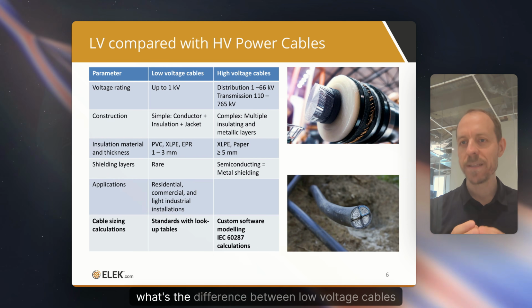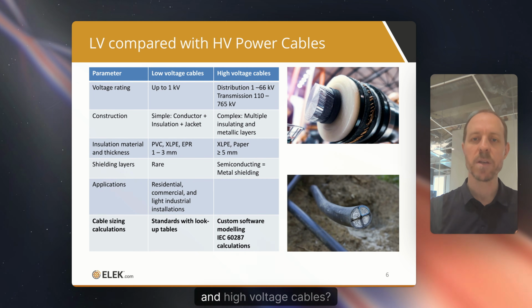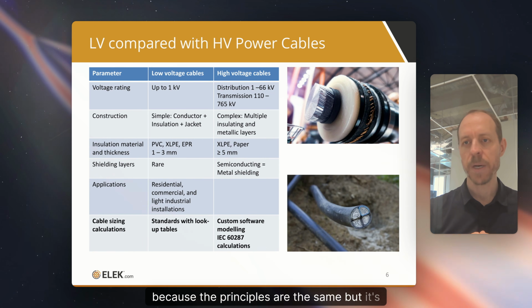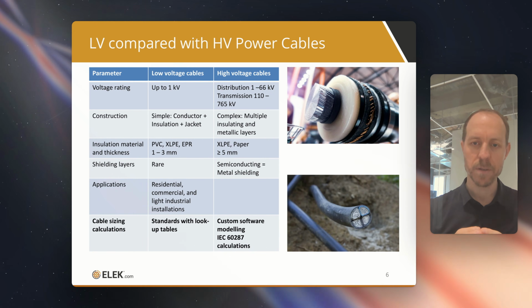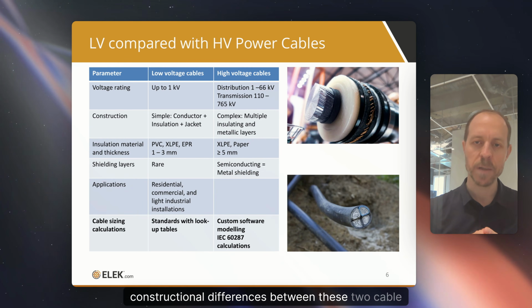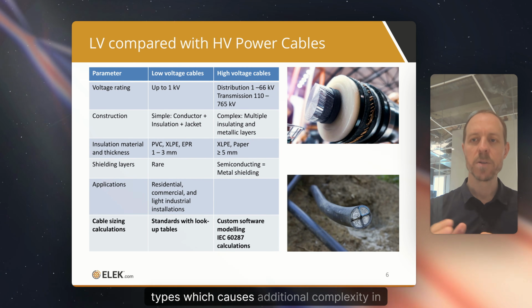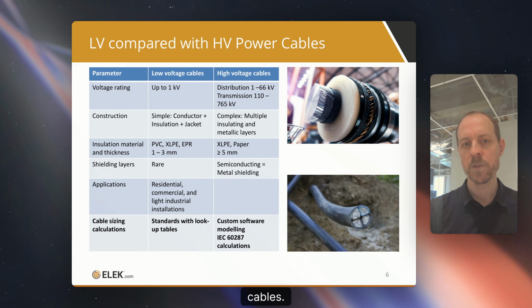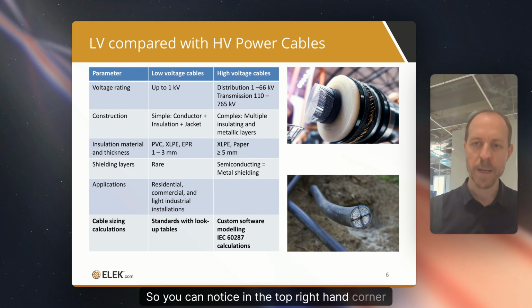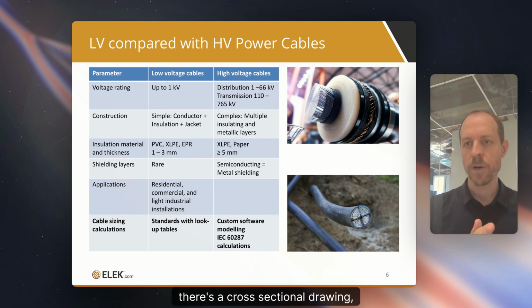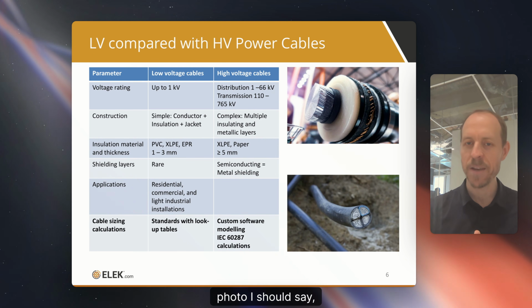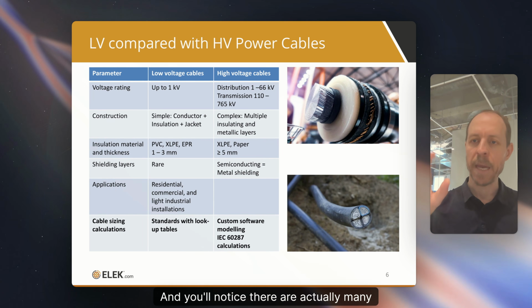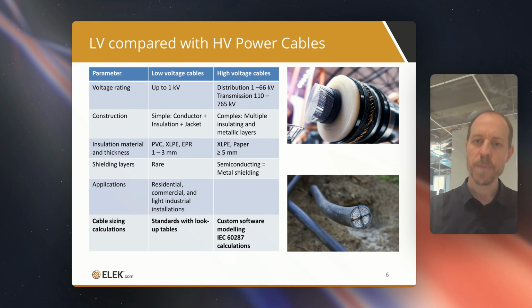So briefly, what's the difference between low voltage cables and high voltage cables? The principles are the same, but it's really the constructional differences between these two cable types which causes additional complexity in current rating calculations for high voltage cables. You can notice in the top right hand corner there's a cross-sectional drawing, or photo I should say, of a high voltage cable, and you'll notice there are actually many different layers to that cable.